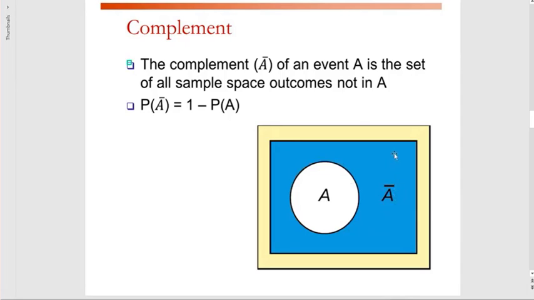All the simple events that are in the sample space that don't fit the definition of event A fit the definition of A complement. The probability of A complement is equal to 1 minus the probability of A.